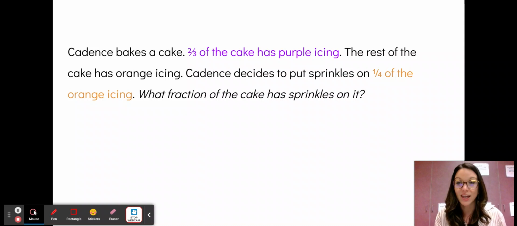So, we have Cadence baking a cake. Two-thirds of her cake has purple icing, the rest has orange icing, which is the sentence most kids ignore. And then Cadence decides to put sprinkles on only a fourth of the third. So, what fraction of the cake has sprinkles on it?